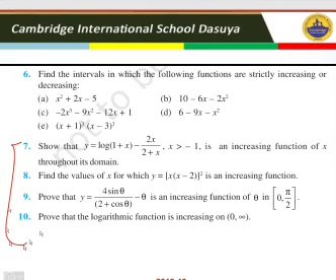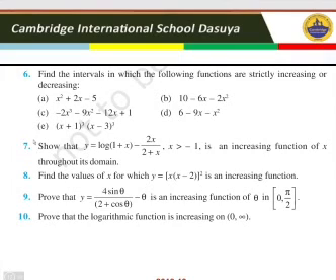Now, from 7 to 10, there is no such word. The NCERT is not using the word strictly. Fine, they are using only increasing or decreasing. They are not using the word strictly. So our working depends upon the number line again from question number 7 to 10, but without the word strictly. Fine, only in question number 6 do they introduce the word strictly.